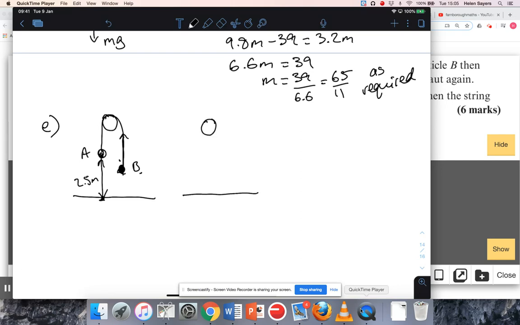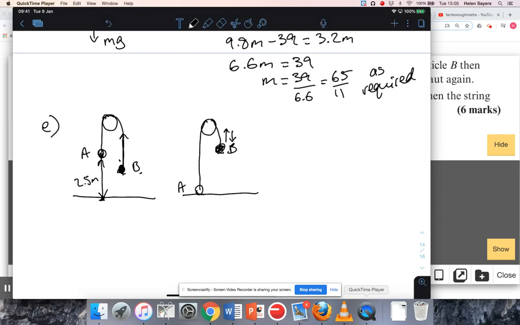So A is going to hit the ground, B is going to be up there somewhere. B is going to carry on up for a little bit. So during that part of the journey, the string will be a bit loose, it'll be slack. And then once it's stationary due to gravity, it's going to start falling back down again. And when it reaches this point again, that's when the string will become taut again.